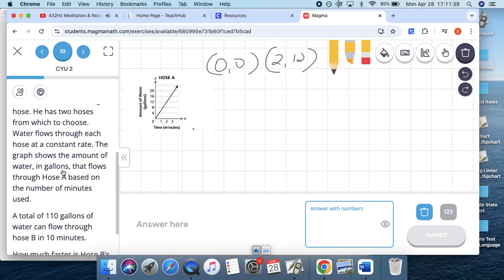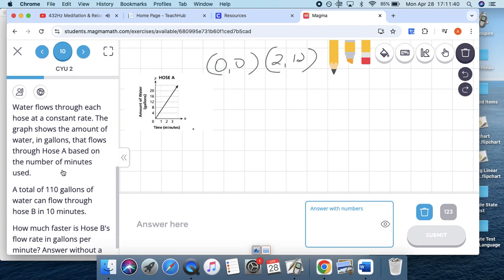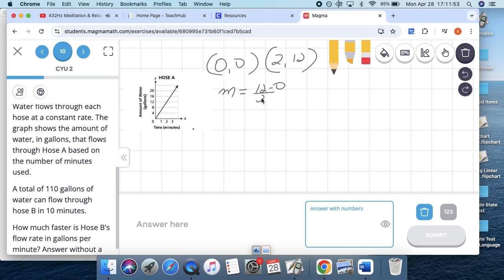Okay, and then a total of 110 gallons of water can flow in hose B. So hose A, if you did a rate of change, would be 12 minus 0 over 2 minus 0. Notice that we didn't have to do that, but we did anyway. So it's 6 gallons per minute.